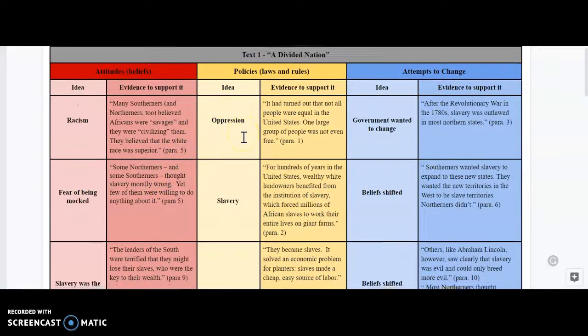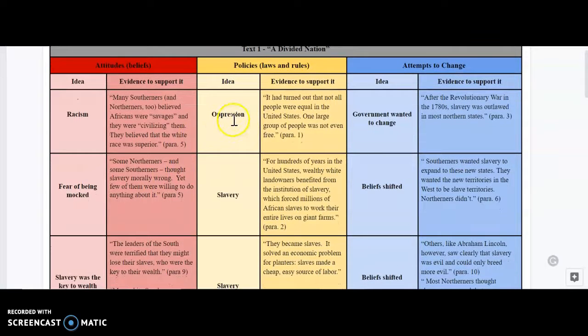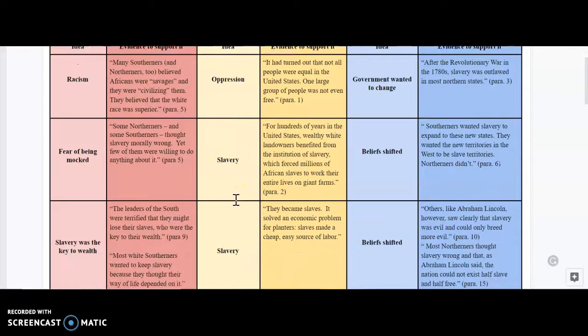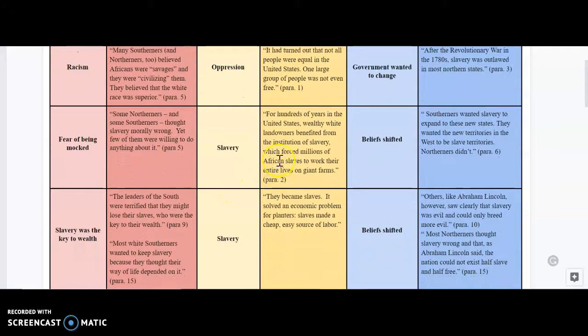We annotated policies or laws and rules such as oppression, found evidence for that in paragraph 1, and slavery, we found evidence for that in paragraph 2. Another example for slavery, it says they became slaves. It solved an economic problem for planters. Slaves made a cheap, easy source of labor.